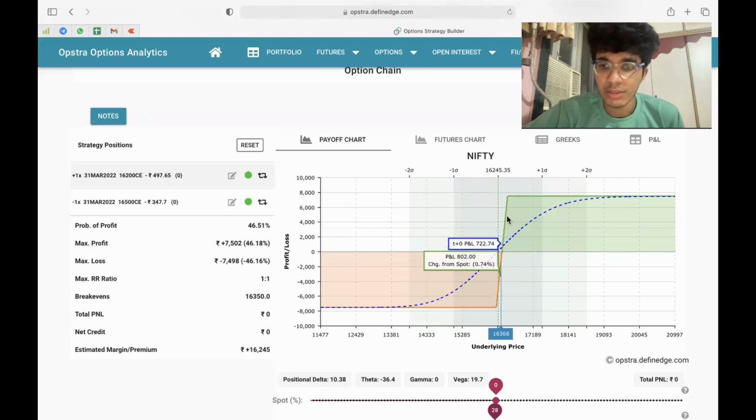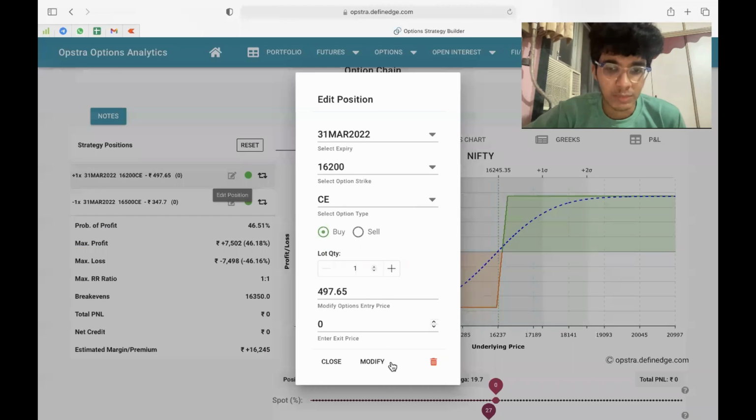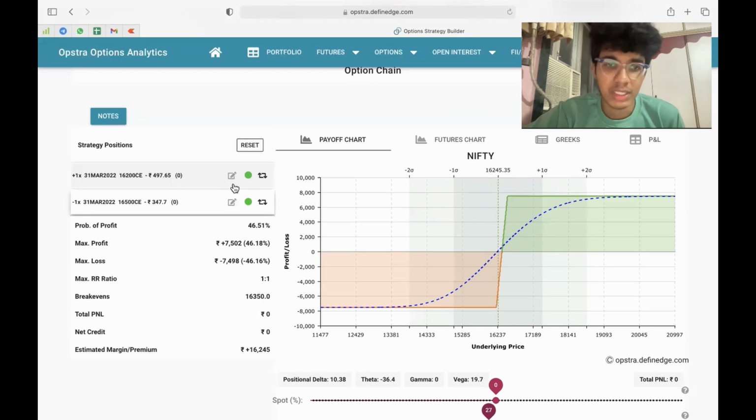So here, if I were to execute a bull call spread today, this is what it would be. I just wanted to show you the graph first. But anyway, let's do it again.